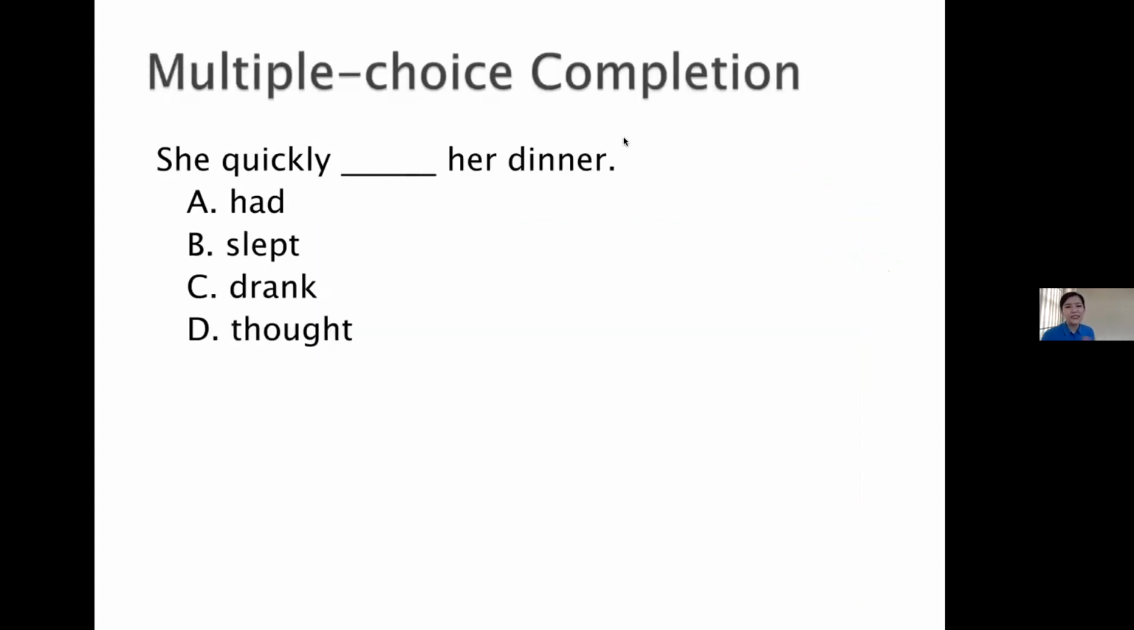We're going to go to the next type of vocabulary test, multiple choice completion. Do you think that this item is okay or not? Type 1 if okay, type 0 if not okay. She quickly her dinner: had, slept, drank, thought. Is that okay? Most of you said okay, but some say too easy.